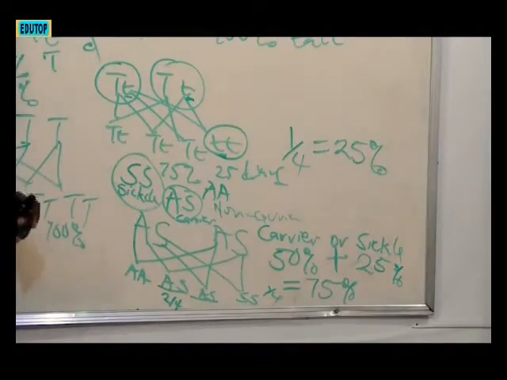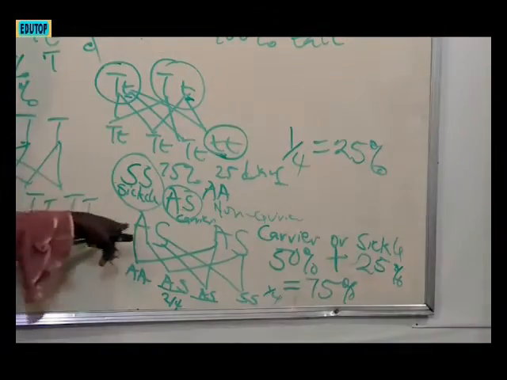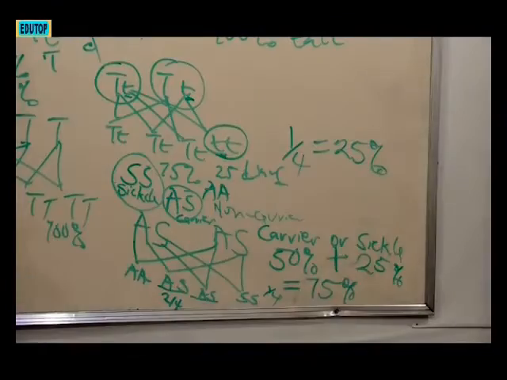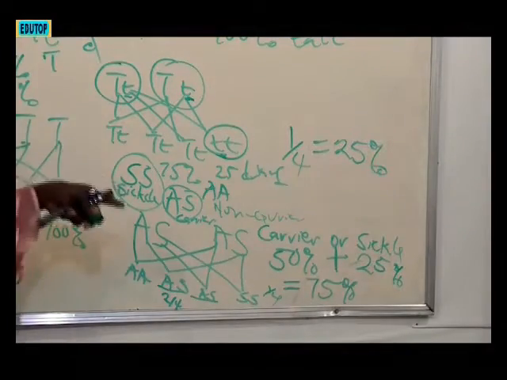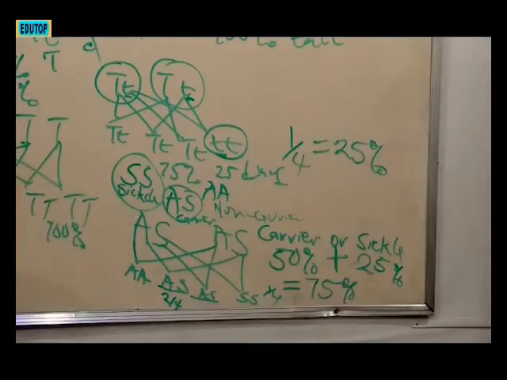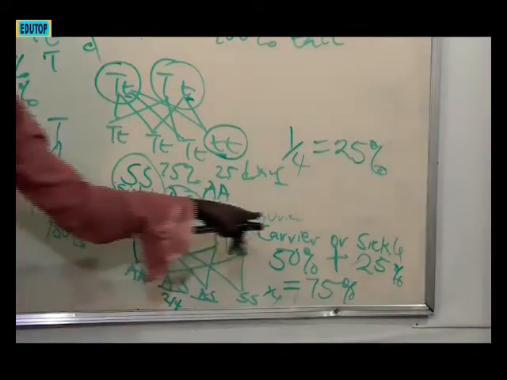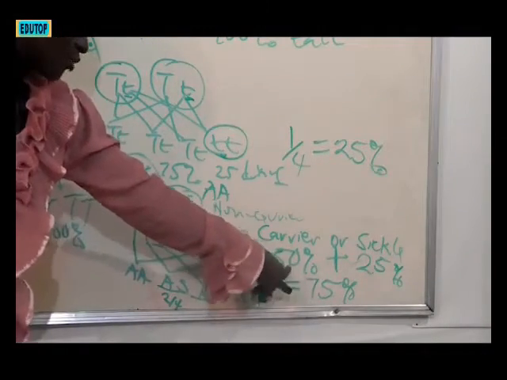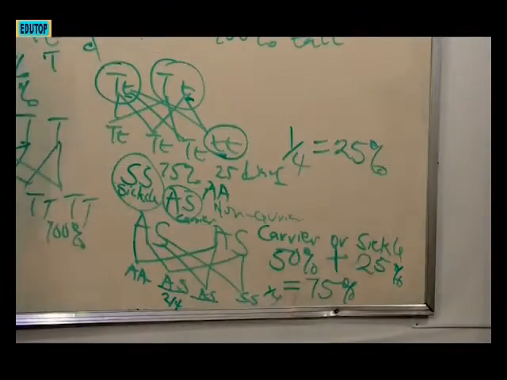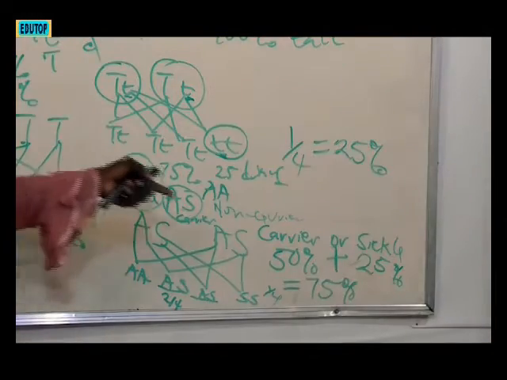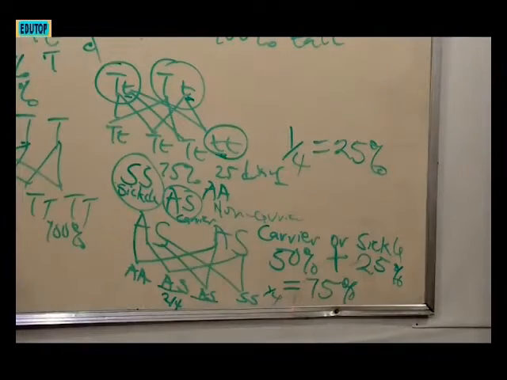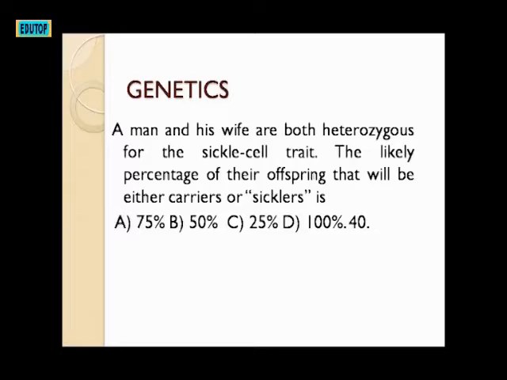75%. So the percentage of the offspring of this couple that will be carriers of sickle cell or that will be sicklers is 75%. If they say carrier alone, then you write 50%. If they say sickle cellers alone, you write 25%. But since they say sickle cell or carrier, you are going to add the percentages together. So we have 50 plus 25, which is equal to 75. So our answer there is 75, the option A.